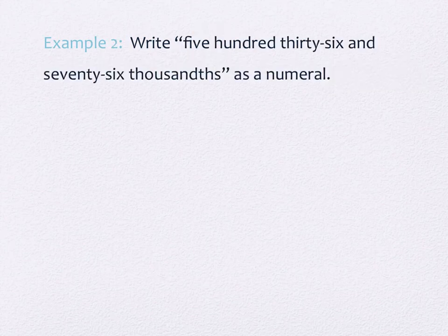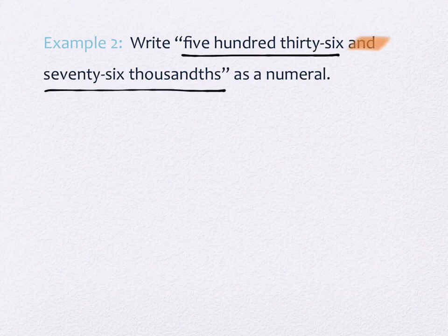That is to say, we want to be able to take something that is written out in language and turn it back into the numerical form of the value. So this one says 536 and 76 thousandths. So our first kicker would probably be to identify the word "and," because it separates it with the decimal point. So we have this piece, and then a decimal point, and then this piece. So here's my decimal point. 536 would be 536, and then we have a decimal point. And then it says 76 thousandths.